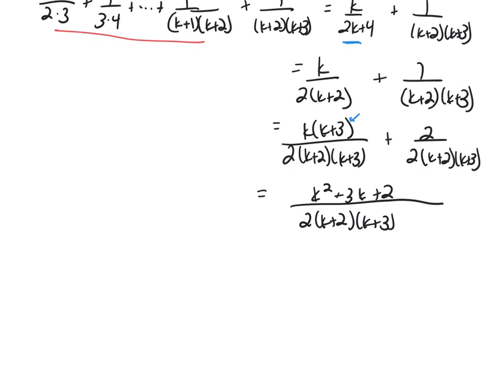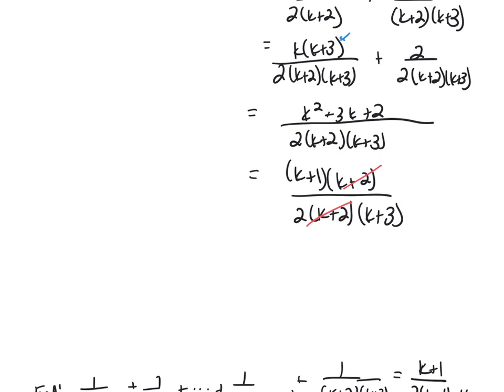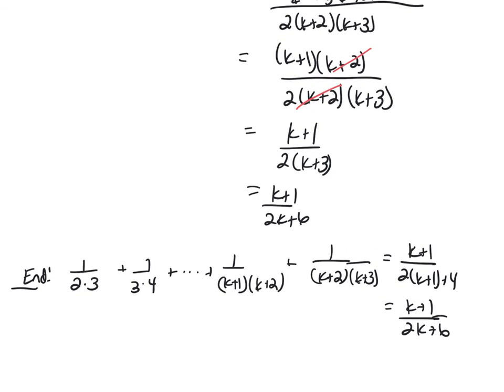And now we're going to factor our numerator. It's going to factor into k plus 1, k plus 2. And you should see that the k plus 2's now cancel. So in the end, I'm getting k plus 1 over 2 times k plus 3, or k plus 1 over 2k plus 6, which was exactly what I needed to get to. So this completes the outline of the proof, and now we're going to write it up formally.